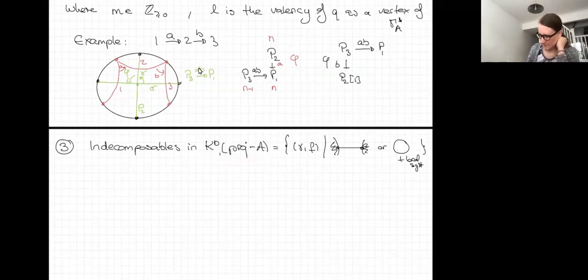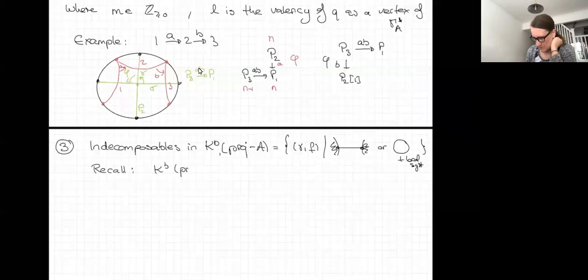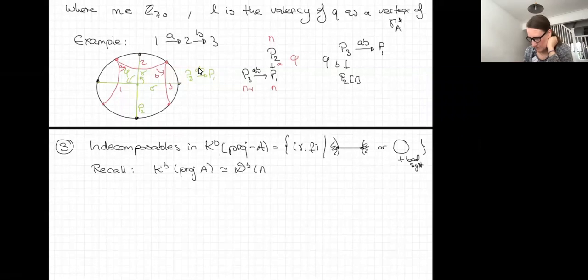Maybe two things are important. So recall that K^b(proj A) is isomorphic to the whole of the derived category if the global dimension of the algebra is finite. And the second thing is that K^b(proj A) has Auslander-Reiten triangles.